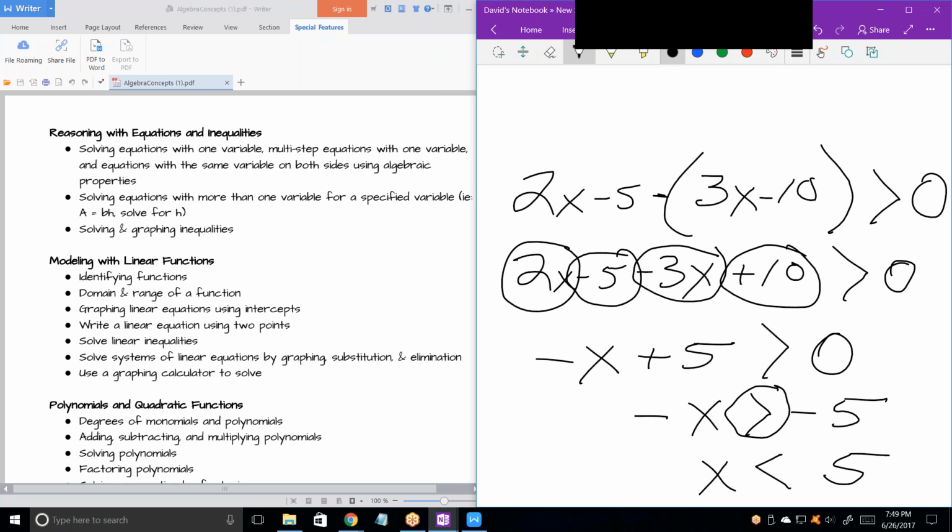Okay? Doesn't affect any of the other math. In other words, I still got to divide -5 by -1. It's just that it forces me to turn that direction the other way. That's whenever I've got to either multiply or divide by a negative number. That's the only time I have to do that. Okay?